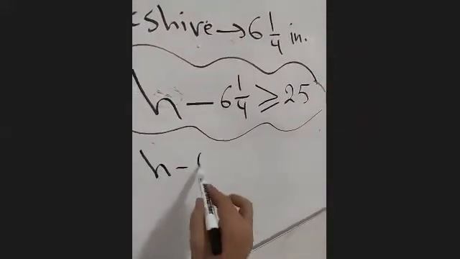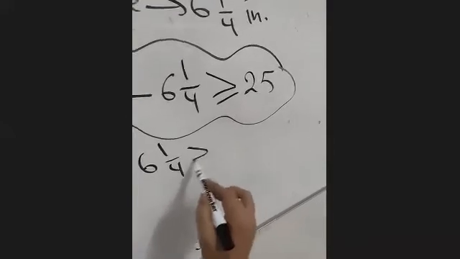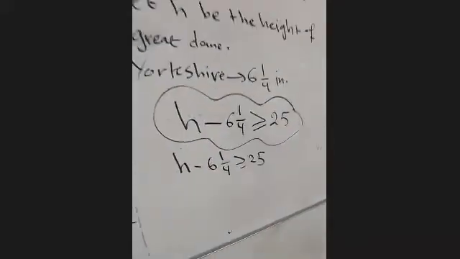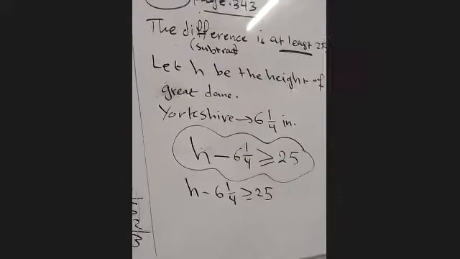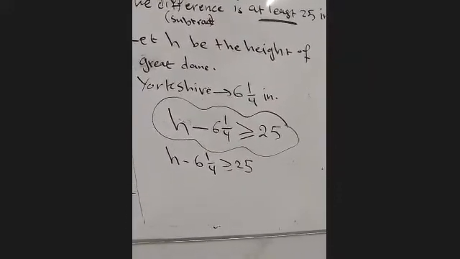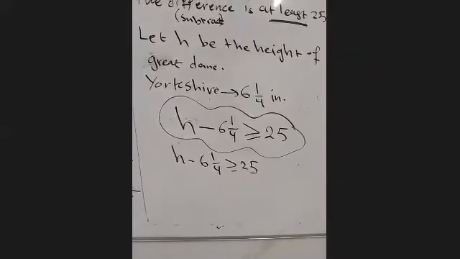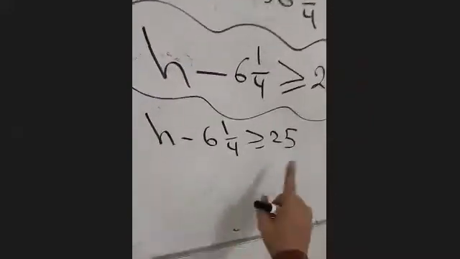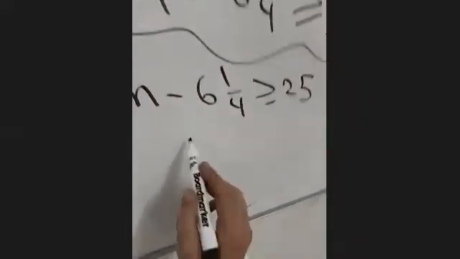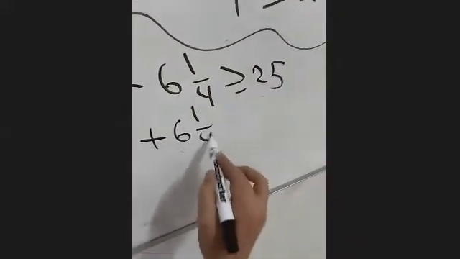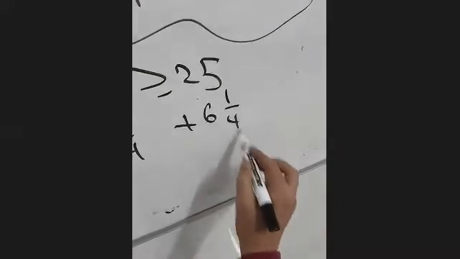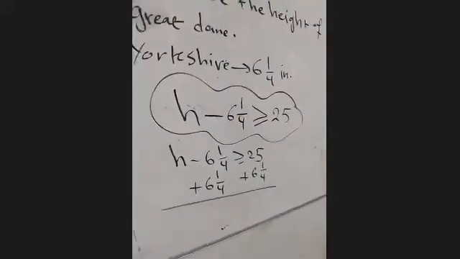H minus 6 and 1 over 4 is more than or equal to what? 25. Then we will add positive 6 and 1 over 4 to both sides, don't forget that. Both sides. So plus 6 and 1 over 4 on both sides.